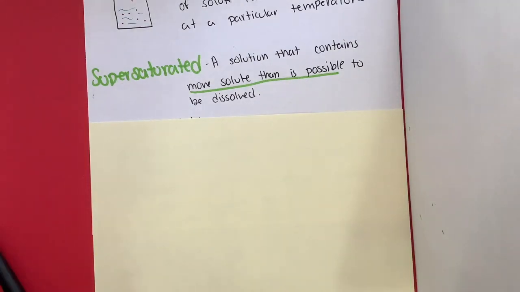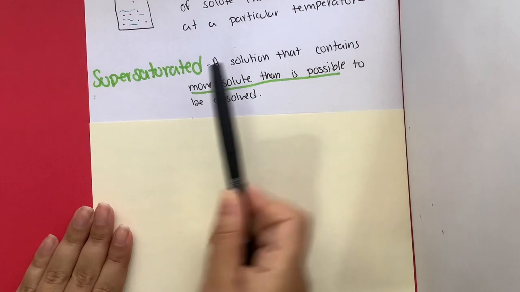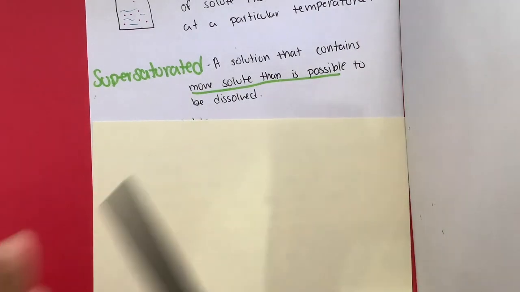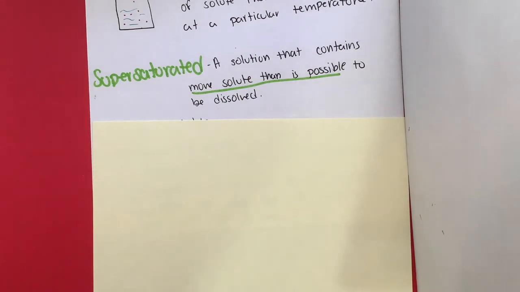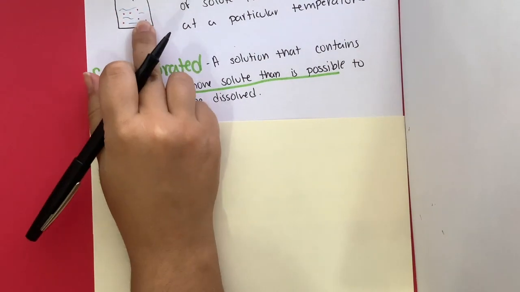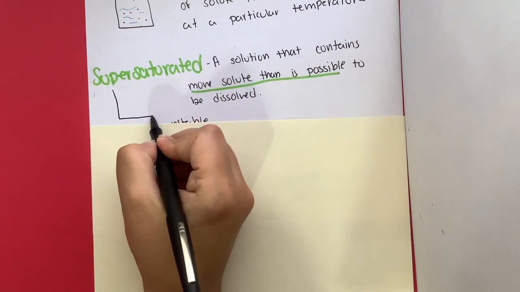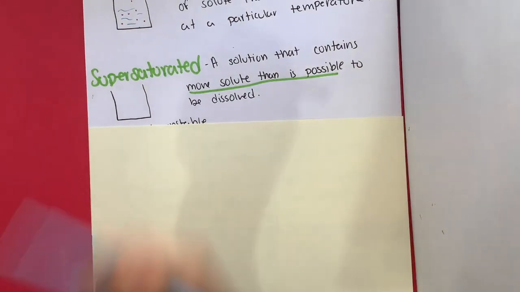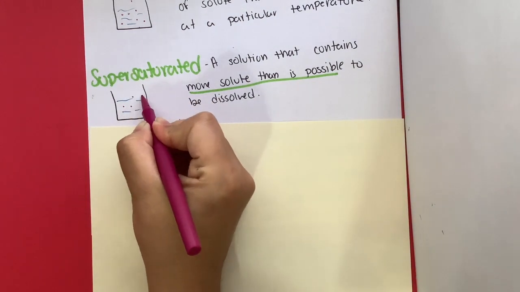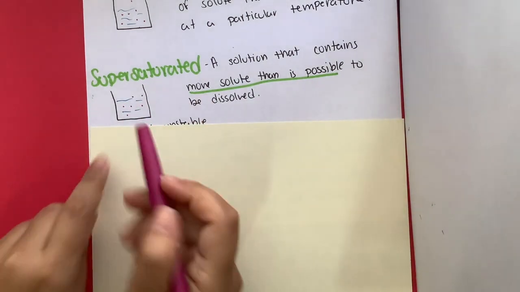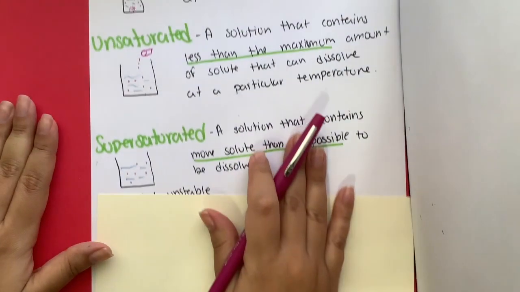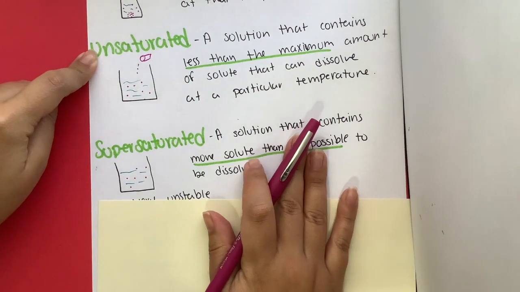The last solution is called a supersaturated solution. So it's a solution that contains more solute than is possible to be dissolved. Okay, so visually, a supersaturated solution looks the same as an unsaturated solution. Okay, so it's going to have my solvent, and it's going to have solute dissolved. A supersaturated solution is not going to have any crystals or any solids in the bottom. Okay, so it's going to look the same as an unsaturated solution.